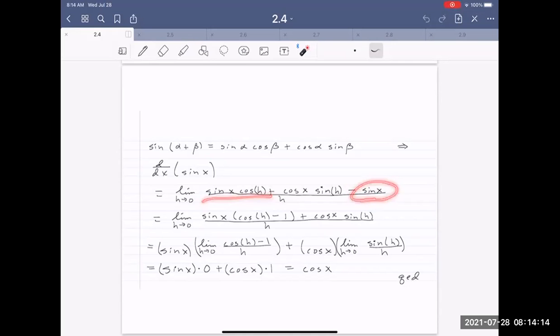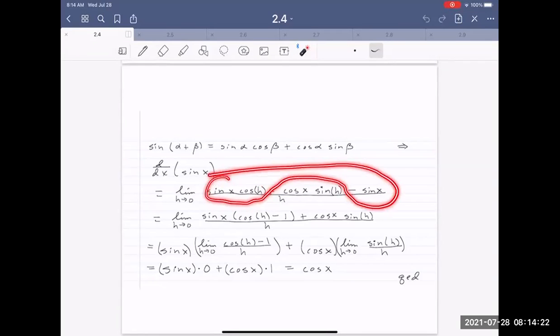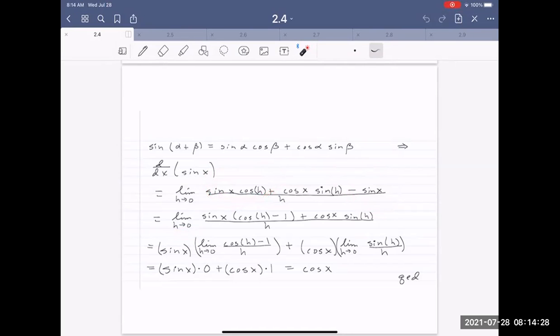Let me group these two terms together, and factor out what's in common, sine x. So this is equal to the limit as h approaches 0 of sine x times (cosine h minus 1), plus, well, the second term, cosine x times sine h over h.